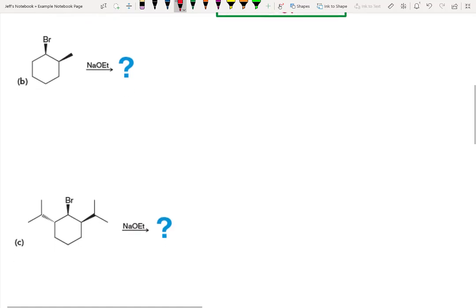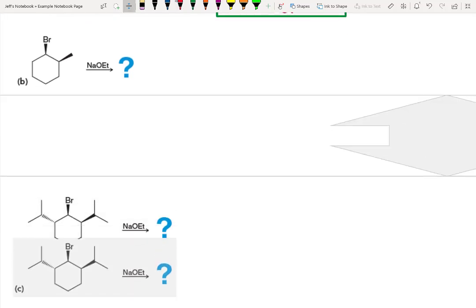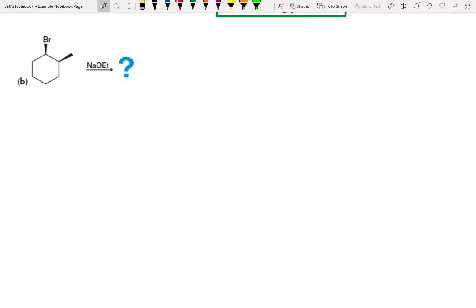All right, so that's the first problem. Let's take a look at the second problem now. In the second problem, I would do the same thing. I would say, all right, this is my alpha position, this is my beta, and this is my beta over here. If we think about the beta protons, we've got a beta proton coming off right here that's assumed, and it must be a dash. And then on the other side, I have two beta protons. I've got one that must be a wedge, and then one that must be a dash.